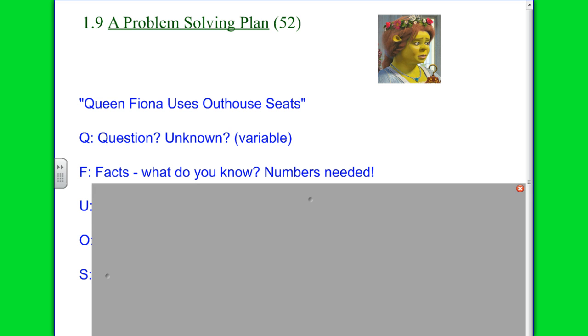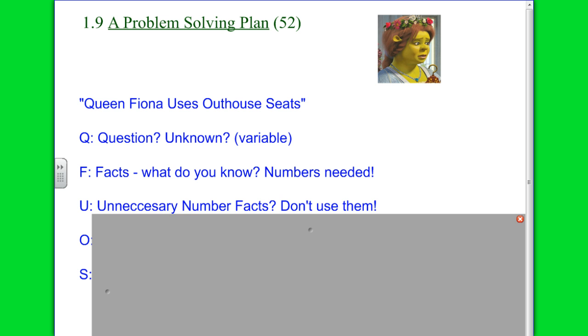U stands for unnecessary. Everyone say it, unnecessary facts, basically, unnecessary numbers. Don't use them. In the real world, we are presented with tons of information, and we have to zero in on the important facts when solving problems. And we have to be able to screen out those things we don't need, okay? And O stands for what are the operations? Everyone say it. Operations.